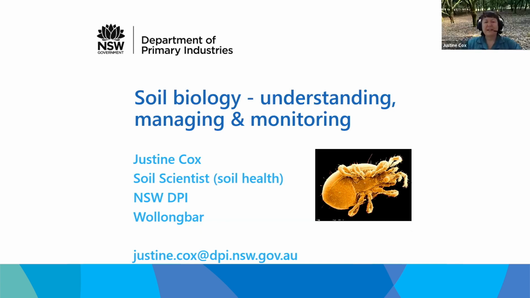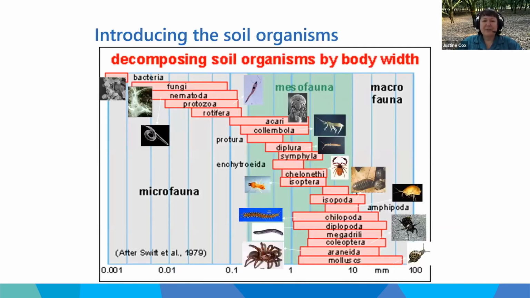Okay, so I want to talk about understanding soil biology, managing it, and also monitoring, because there's a lot of interest in all of those aspects of soil biology. So I just want to introduce the soil organisms, and we often group organisms by size because it's very convenient, and it also relates to their function a bit. So on this left-hand side is called the microfauna, the very small end of town. So the smallest are the bacteria, right on the left-hand side. Bacteria, you need a very high-powered microscope to see.